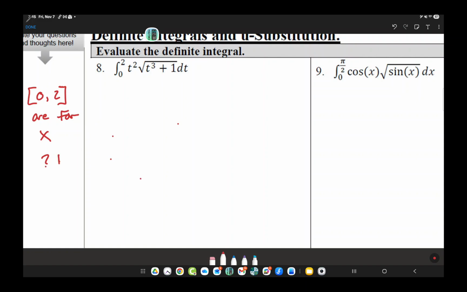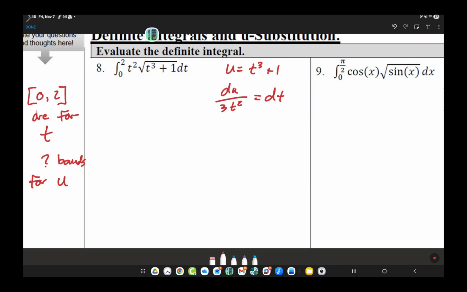Okay, what bounds for u? I'm sorry, not x. We have a t here. Sorry, t. It makes no difference, but there it is. It does have a t. So we'll say that u is equal to t cubed plus 1. So du is equal to 3t squared dt.